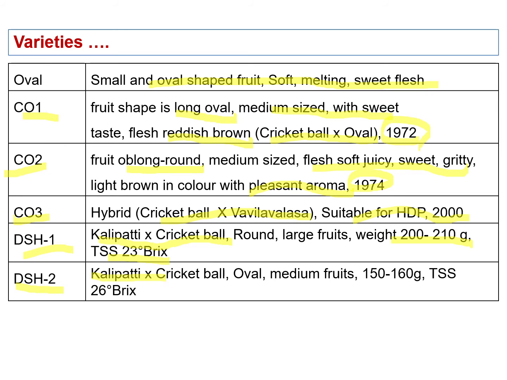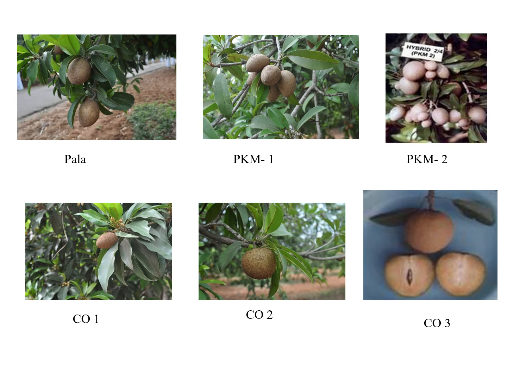This is a cross hybrid between Kalipati and cricket ball. Fruits are oval shaped and medium sized, and the fruit weight is less. Each fruit weighs about 150 to 160 gram, and the TSS is 26 degree brix. So here you can see the variation in the fruit, and also these are the different varieties. Some of the varieties' pictures are shown here in this slide.